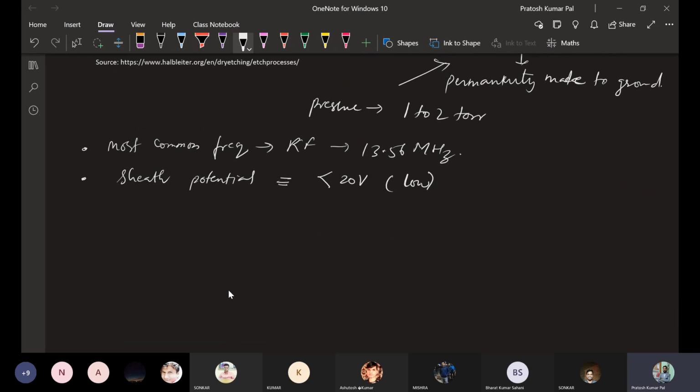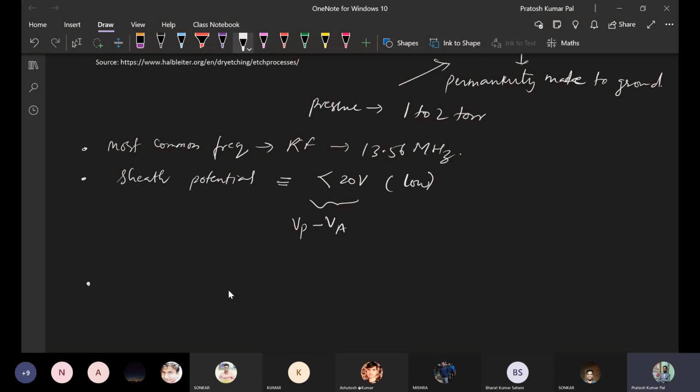So why is it low? Because in the graph part we have seen the sheath potential. Because the substrate is placed on the anode, the potential difference will be the positive potential minus the anode potential. So positive potential minus anode potential is very less, that is 20 volts only, so the sheath potential will be low here.